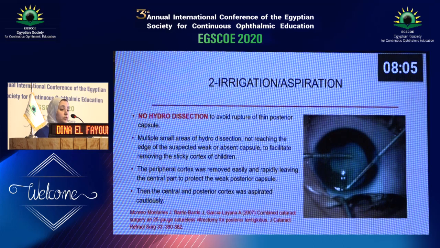The peripheral cortex is usually preferably removed first, leaving the central part till the end of the surgery as a scaffold to protect us from any premature opening of the posterior capsule. Then the central and the posterior cortex can be aspirated cautiously.